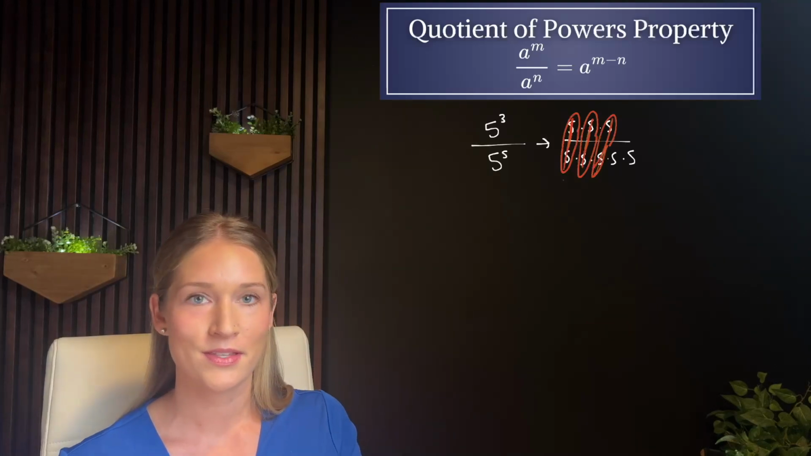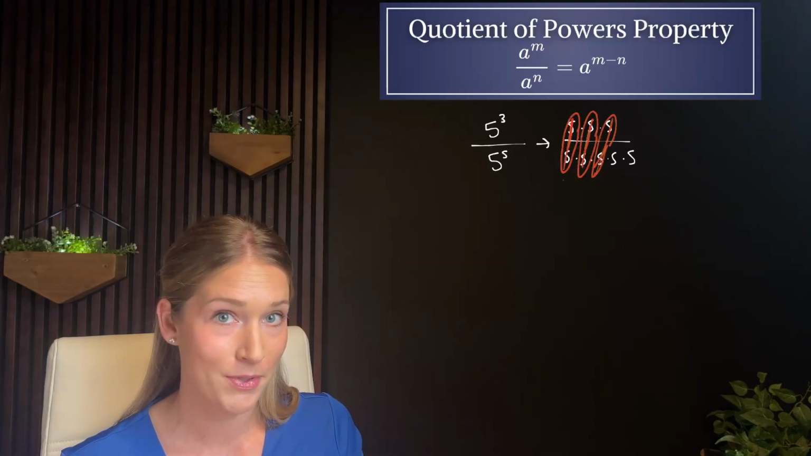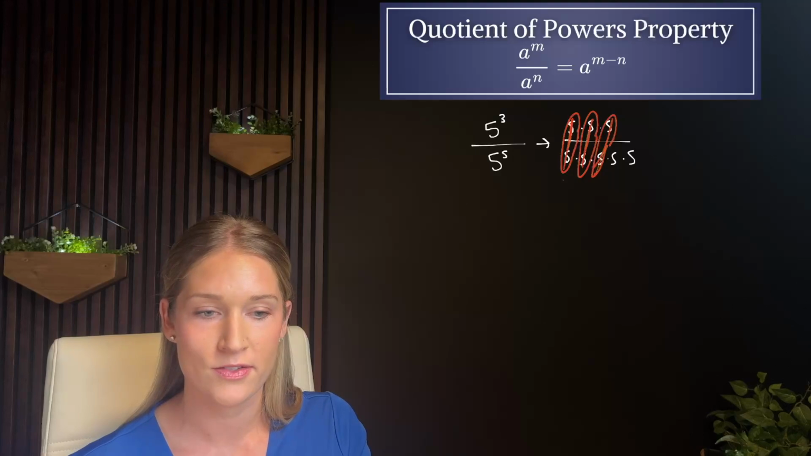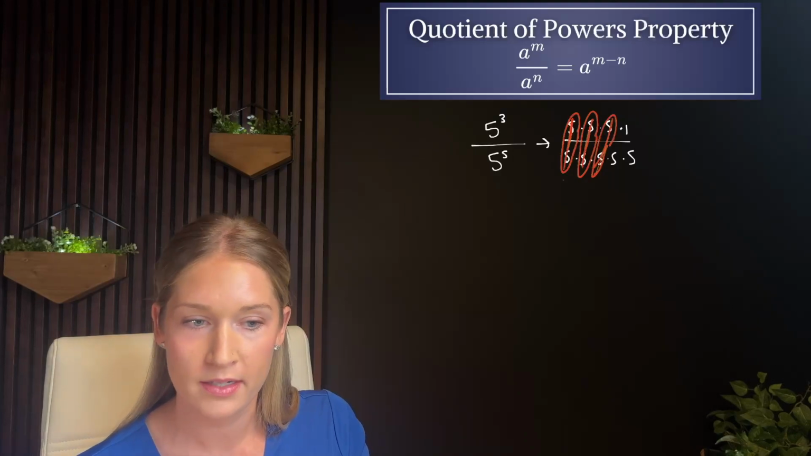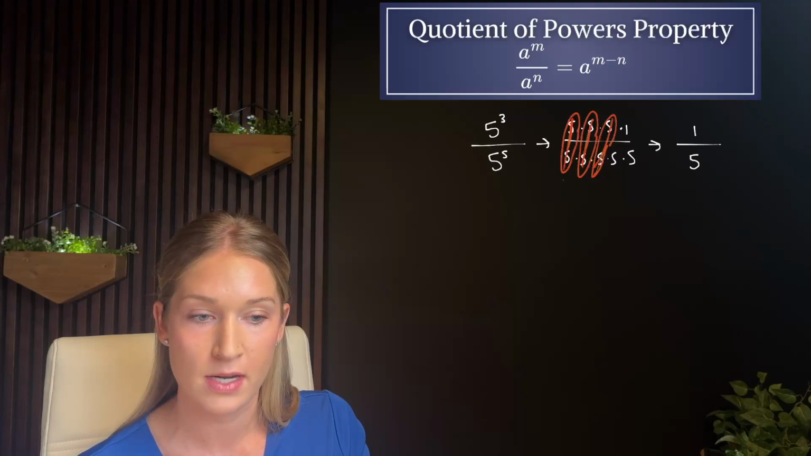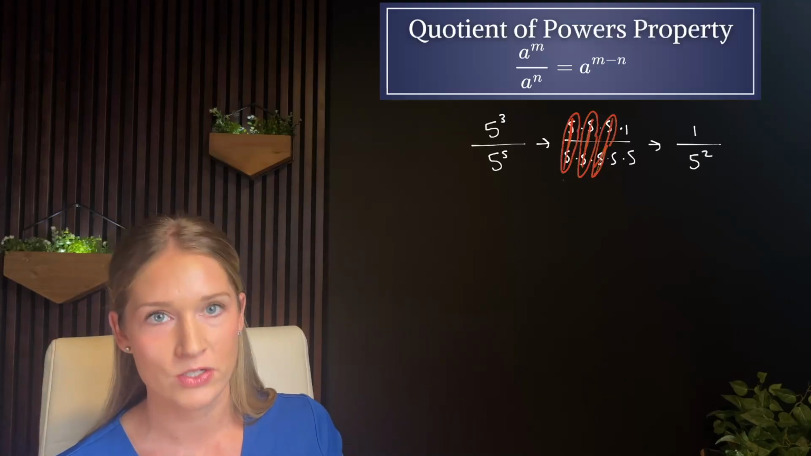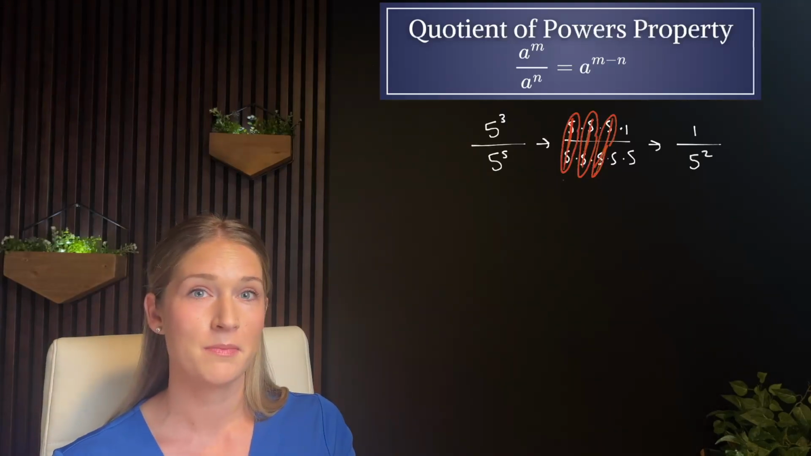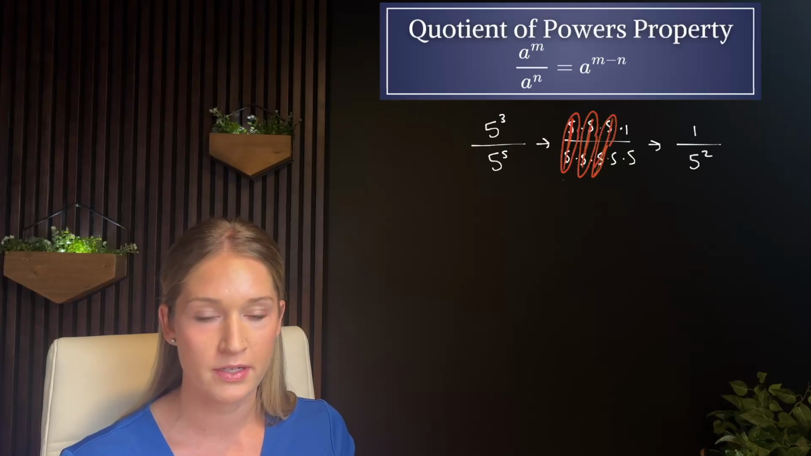But now notice that there's no more 5s on the top. All of the 5s from the numerator canceled. So really there's a hidden 1 here that allows me to fill in my numerator with a 1, and then I have 5 times 5, or 5 squared, in the denominator. So it's the same thing, but now I have the reciprocal of what I had before, and here's why.